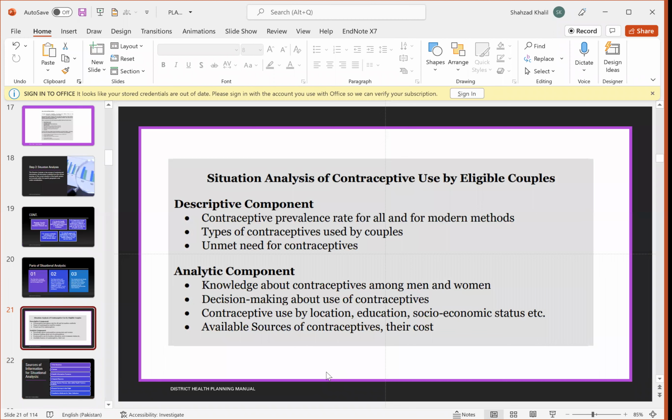Situational analysis of contraceptive use by eligible couples. The descriptive component would be the contraceptive prevalence rate for all and for modern methods, types of contraceptives used by couples, and unmet need for contraceptives. And the analytic component would address the knowledge about contraceptives among men and women, decision making about use of contraceptives, contraceptive use by location, education, socioeconomic status, etc., and then the available sources of contraceptives and their cost.